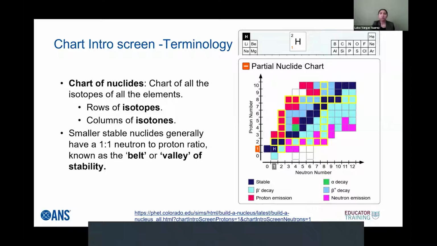So your isotopes would be your rows, and they make up your chart, and your columns would be made up of isotones. This screen goes up to a maximum of 10 protons and 12 neutrons, which would be neon 22. We limited it to these values because we want to show only a small partial version of the nuclear chart, which is why this screen is called chart intro. And this screen also has query parameters that can be set if you want your students to access a specific nuclide.